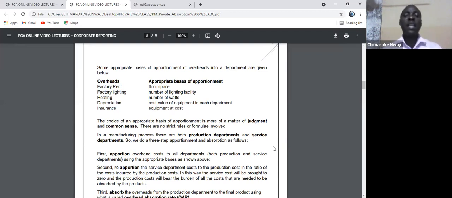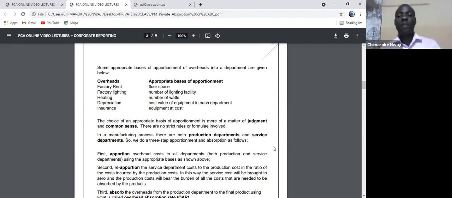Now, service departments are not involved in production. But sometimes the production department needs the services of the service department to function well. Let's take, for example, maintenance of the machine. The maintenance department does not get involved in production, but sometimes a machine might break down and the maintenance department will be called in to fix it. When they fix the machine, they have provided a service to the production department. They are a service department.